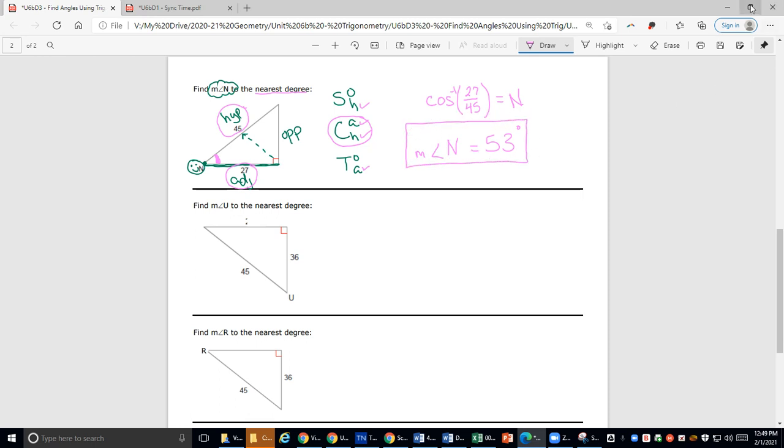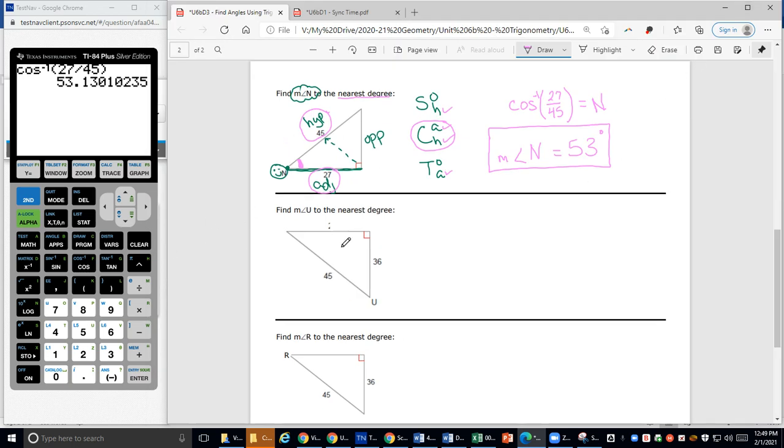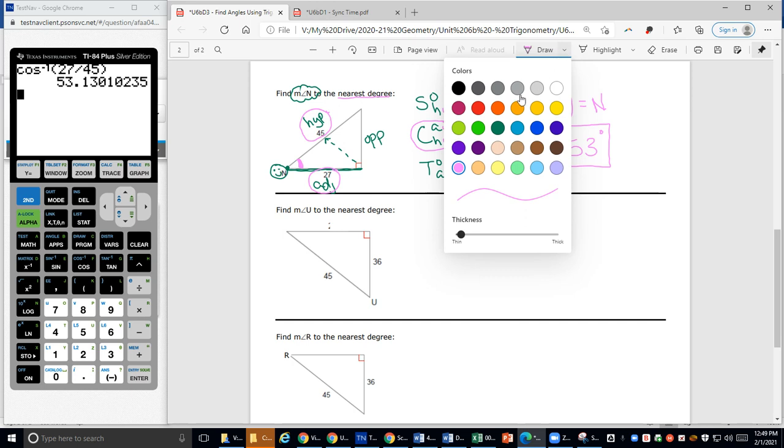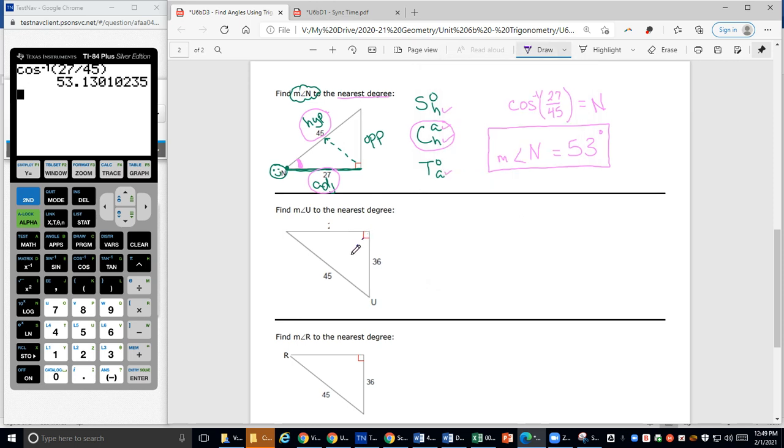Okay, I'm actually going to go ahead and minimize this so I can see my calculator and my screen at the same time. Okay. So now let's try that again with the next one. The very first thing I want to do is highlight, notate, label where my hypotenuse is. Then figure out which angle I'm going to be finding, which is the measure of angle U. So that's where my smiley face is going to go.